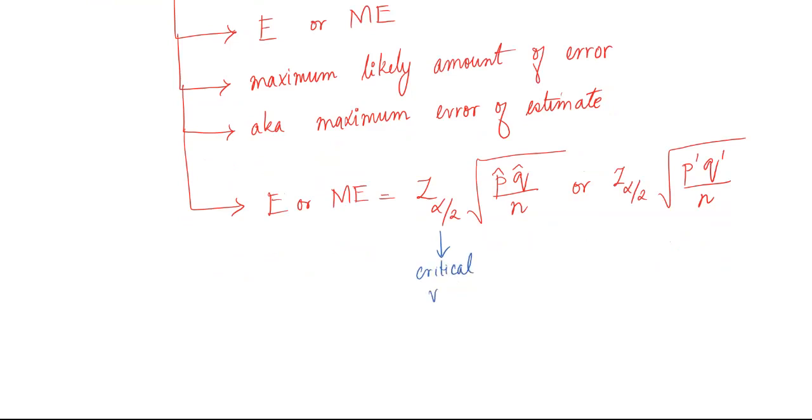Okay, this is called the critical value, right? Z alpha over 2 is the critical value. This thing here is called the estimated standard deviation of population proportion. Oh, sorry, of sample proportions. We have only sample.